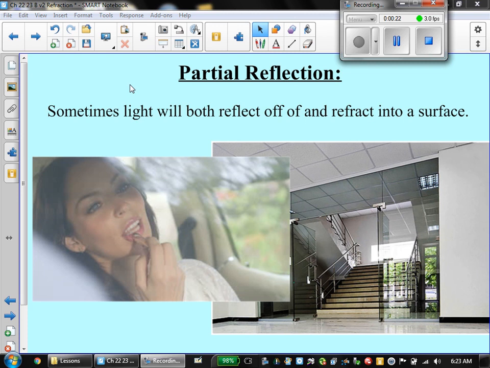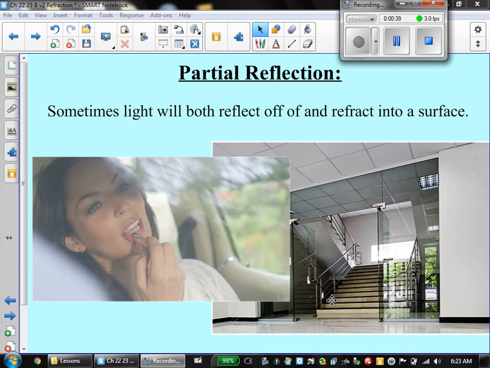So here's a kind of strange picture. We're talking about partial reflection, and you've probably seen this before. Here's a picture I found online of a woman sitting in a car putting on her makeup. You can see through the glass and see the person's face, but you can also see the reflection of the trees off of the automobile glass.